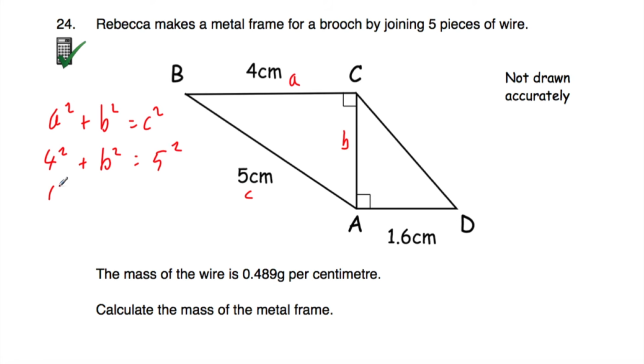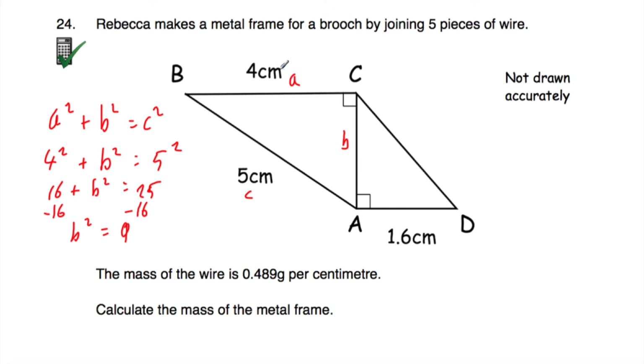4 squared is 16, so we've got 16 plus B squared is equal to 5 squared, and 5 times 5 is 25. Now we want to find out what B is, so we want to get rid of the 16 and then get rid of the squared. So let's take away 16 and take away 16. On our left hand side, we just have B squared, and on our right hand side, 25 take away 16 is equal to 9.